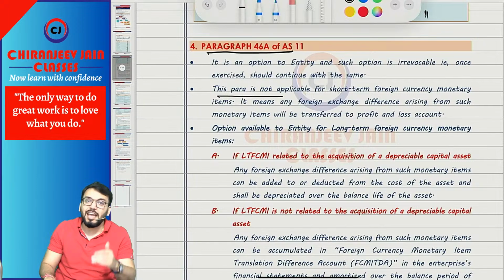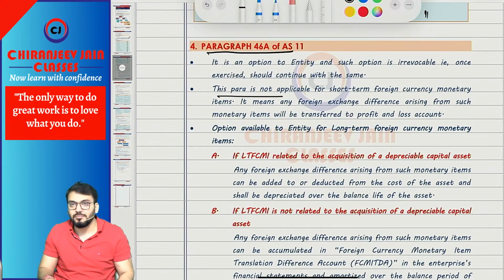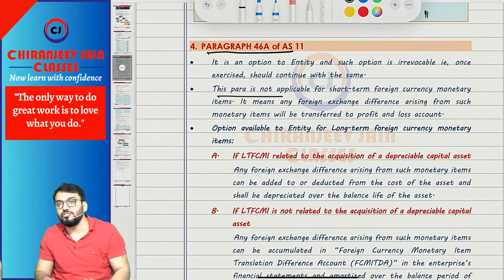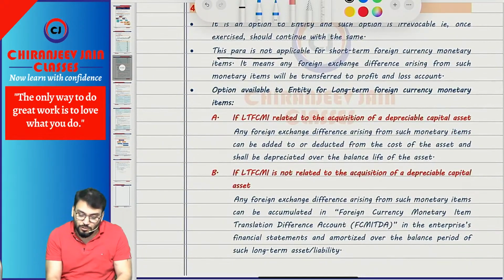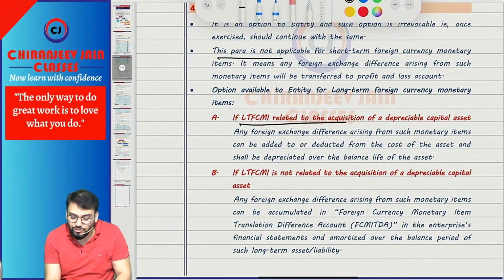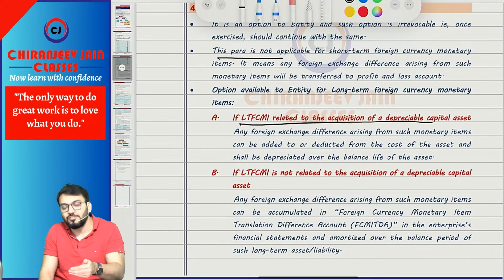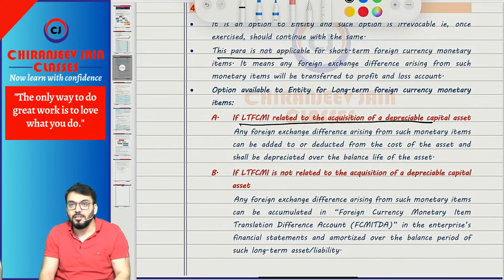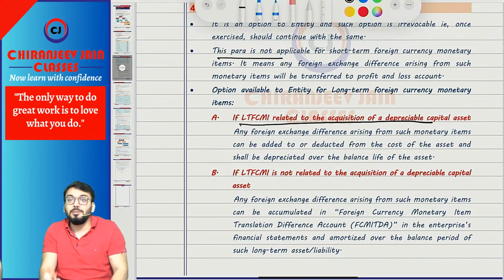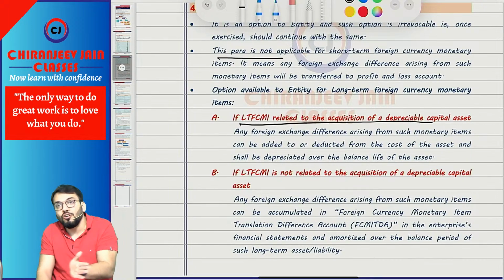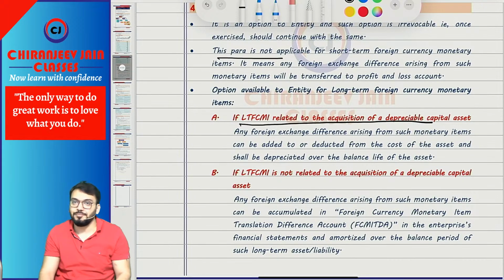Either it is related to the acquisition of a depreciable asset, or it is not related to the acquisition of a depreciable asset. Means long-term foreign currency monetary items are related to the acquisition of a depreciable asset. If this is the case, any exchange difference on such foreign currency monetary item will be capitalized. Will be capitalized means exchange loss will be added or exchange gain will be deducted from the cost price of the asset, and the revised carrying amount will be depreciated over the remaining useful life of the asset.